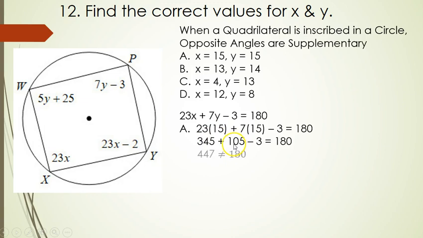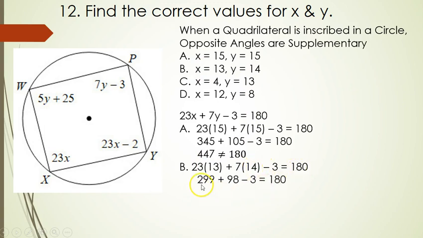Well, I already know that this is not going to be 180 degrees, but I'm going to keep going. So then I'm going to do b up here. Same thing: 23 times 13 plus 7 times 14 minus 3. I'm pretty sure this isn't going to be it either, and it's not. 395 definitely does not equal 180.